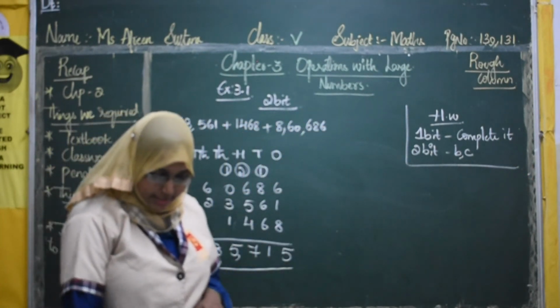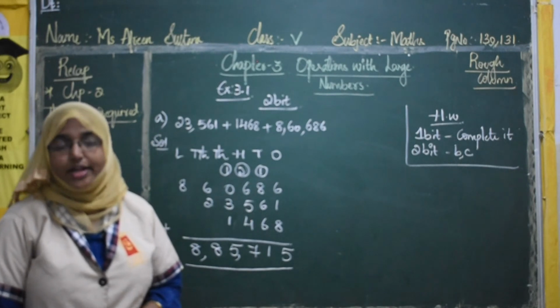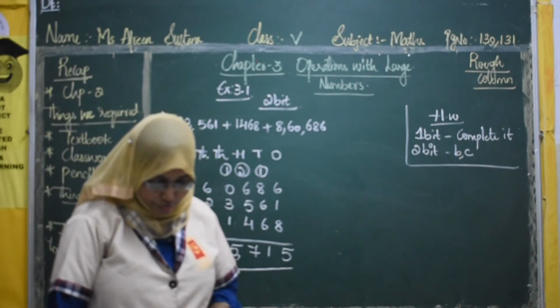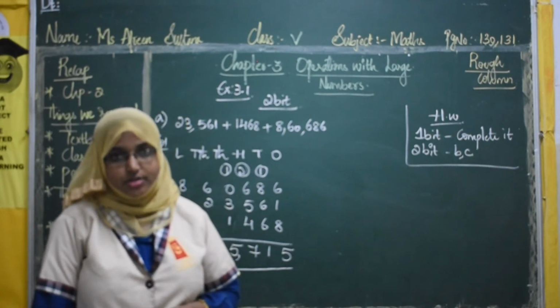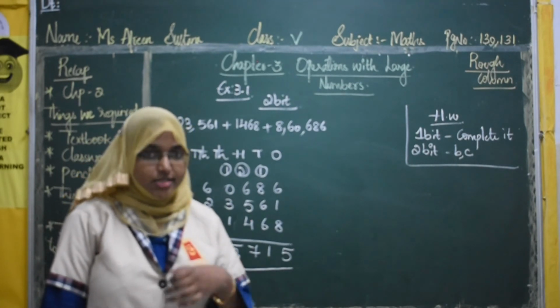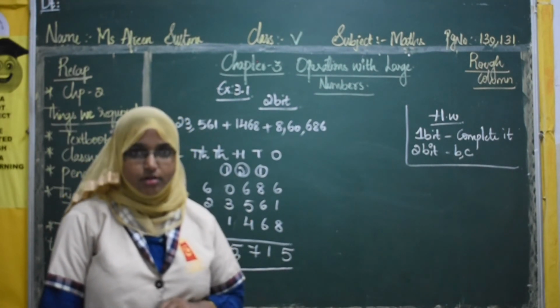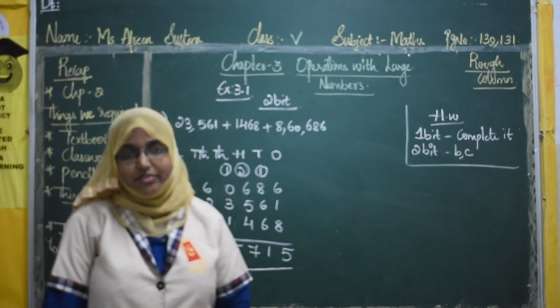I hope it is very clear what is our chapter, how to do addition, what are the properties of addition, and how we are going to add up the values. So please don't forget that whenever you add 0 to any number, you will get the same number. Okay.